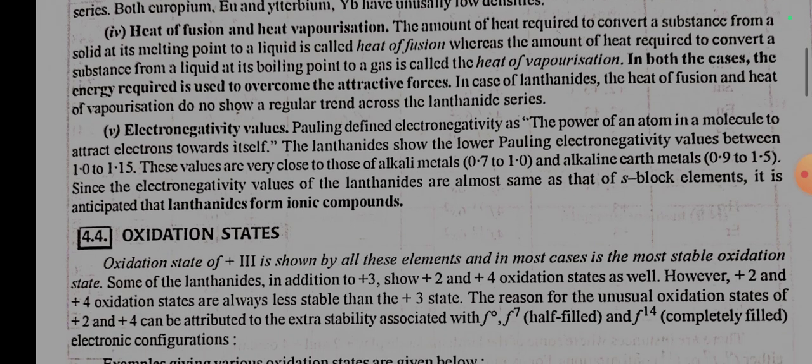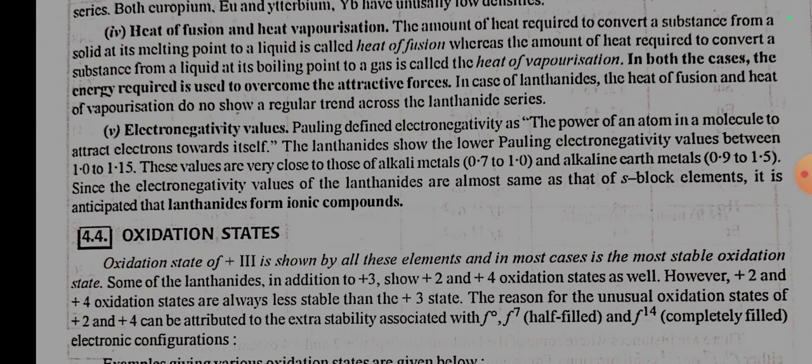Number 4. Heat of fusion and heat of vaporization. The amount of heat required to convert a substance from a solid at its melting point to a liquid is called heat of fusion, whereas the amount of heat required to convert a substance from a liquid at its boiling point to a gas is called the heat of vaporization. In both the cases, the energy required is used to overcome the attractive forces. In case of lanthanides, the heat of fusion and heat of vaporization do not show a regular trend across the lanthanide series.